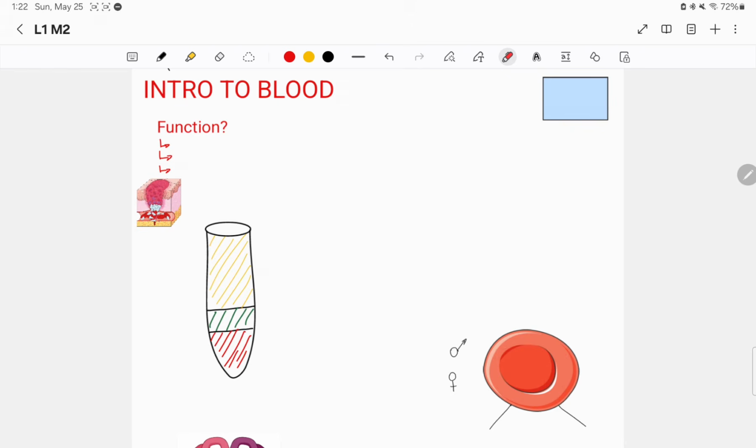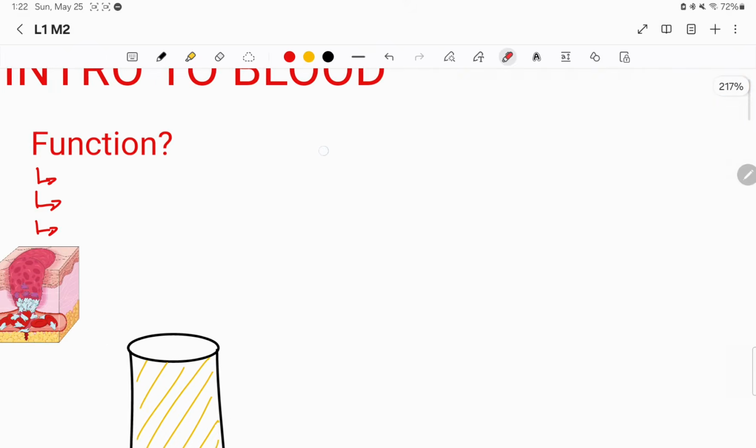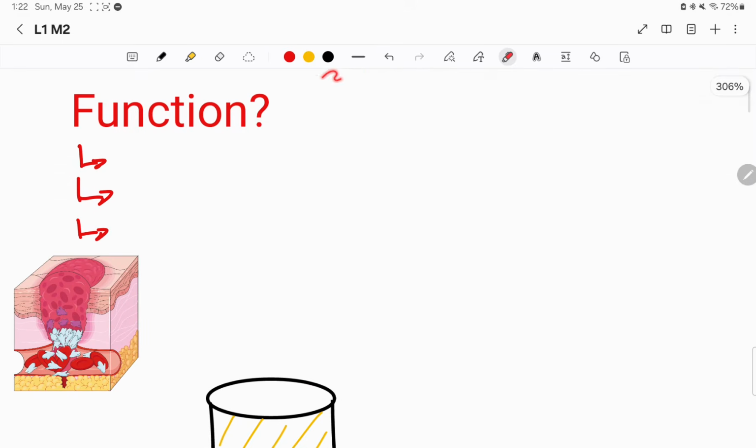So, the blood. What are the functions of your blood? What can your blood do? Well, your blood can carry things. Okay, what can it carry? It can carry gases, such as oxygen. You know that one. It can carry hormones. All of your hormones, in fact, are going to have to circulate in the blood before they get to where they need to go. And fun fact, your blood is actually characterized as a connective tissue.